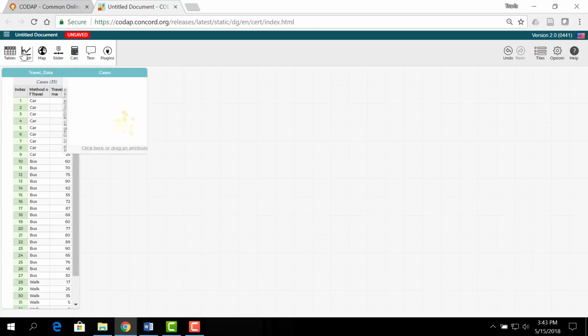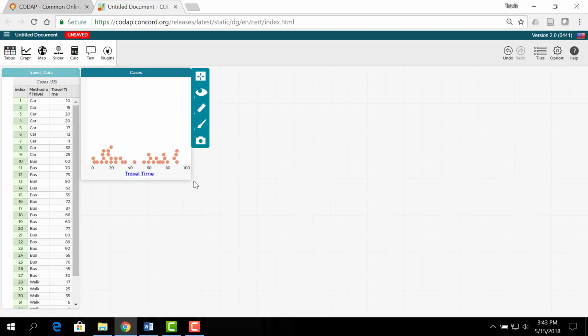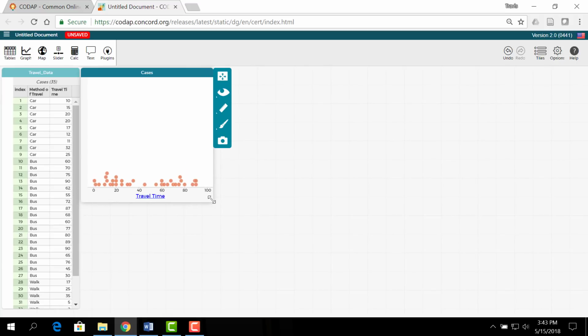So the first thing we can do is look at the original distribution of travel times for this particular sample. One of the first things we always want to do when we look at a distribution is talk about the big elements of this distribution. So what's the shape of it? What's its center? What's the spread? And are there any outliers?